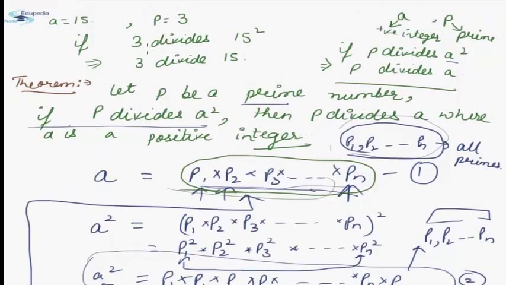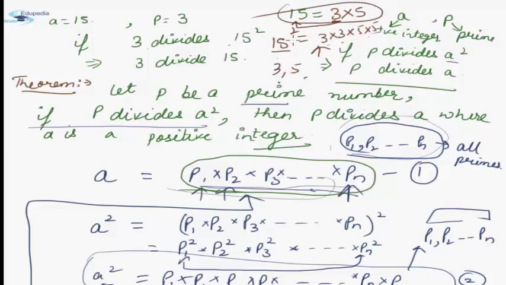So in this case, if 3 divides 15 square, then 3 divides 15 also. The prime factorization of 15 is 3 into 5. 15 square will be 3 into 3 into 5 into 5. We can see that 3 divides 15 square because 3 and 5 are the only prime factors involved in 15 square, and we can see here that 3 also divides 15.